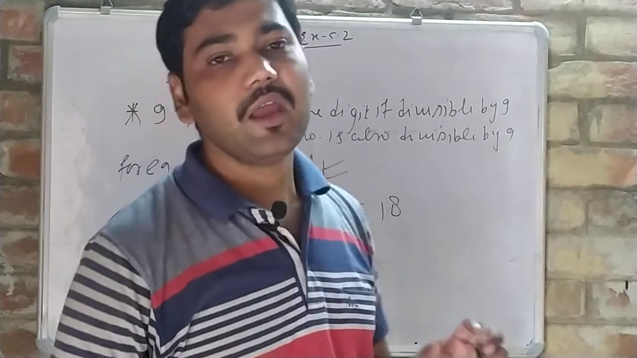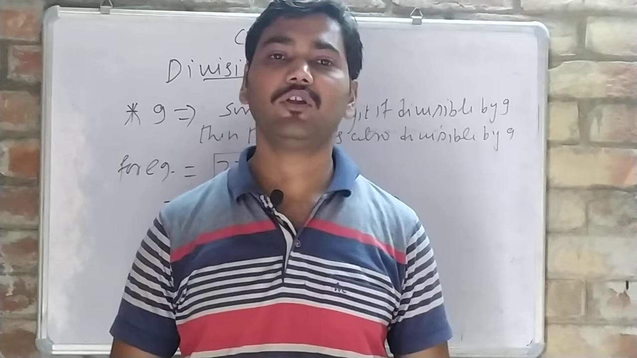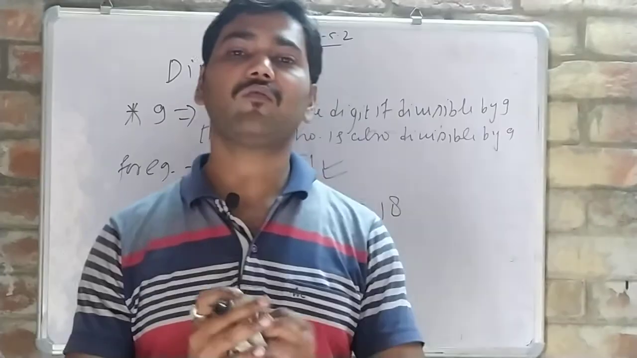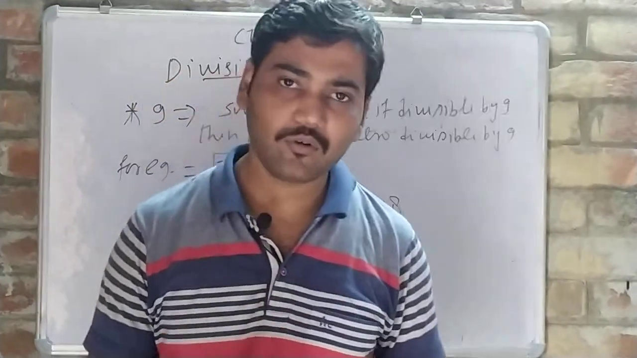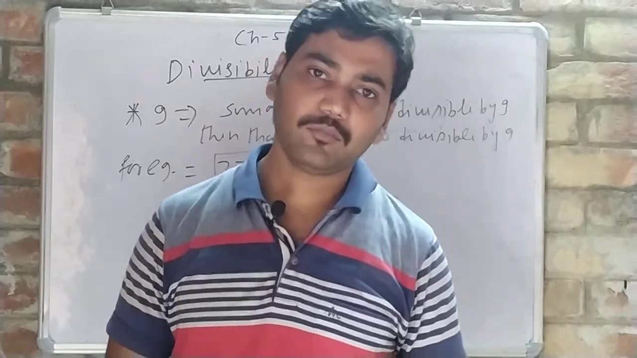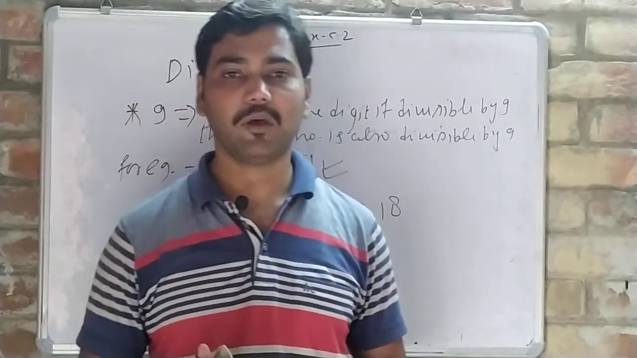Okay, so it is much similar to the divisibility of 3. What we will do, we will sum all the digits and try to divide it by 9, and if it is divisible by 9, then the number is also divisible by 9.